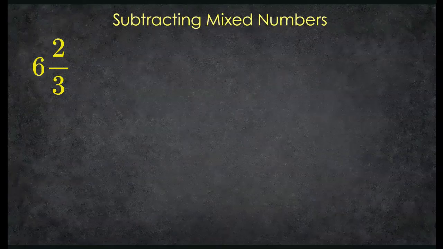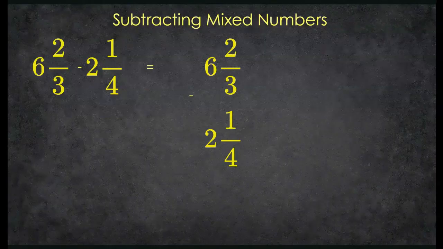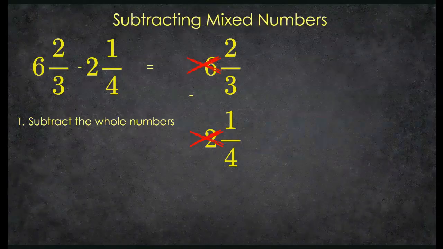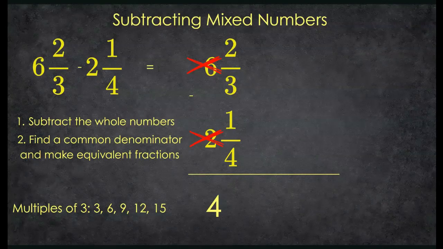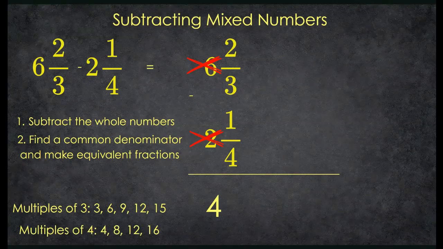So I've got 6 2/3 minus 2 1/4. I'm going to go ahead and rewrite that so they are stacked vertically. And again, the first step I want to do is subtract the whole numbers. 6 minus 2, that is going to give me a total of 4. Now I'm ready to convert these fractions so they have common denominators. I'm going to list out my 3s. I'm going to list out my 4s. And then I see that there's a common denominator of 12.